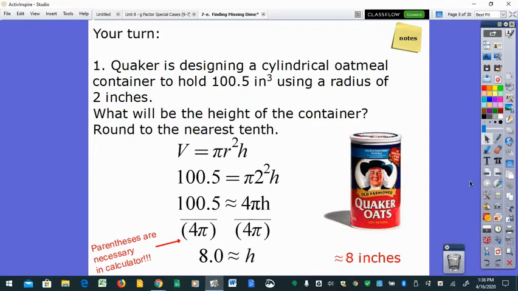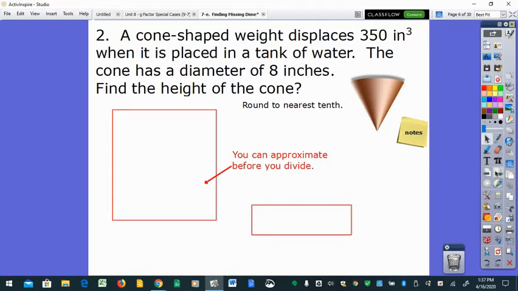Are you understanding what I mean kind of by the backwards idea? In that we're kind of having to solve for one of these pieces rather than just multiply to get the volume. Okay, let's do another cone. A cone-shaped weight, so this is kind of like a paperweight or something like that, displaces 350 inches when it is placed in a tank of water.